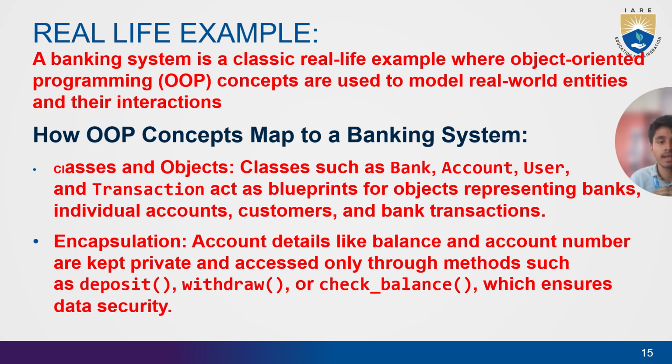Real-life example. A banking system is a classic real-life example where object-oriented programming concepts are used to model real-world entities and their interactions. How object-oriented programming concepts map to a banking system. Classes and objects. Classes such as Bank, Account, User, and Transaction act as a blueprint for objects representing the bank, individual accounts, customers, and bank transactions. Encapsulation. Account details like balance and account number are kept private and accessed only through methods such as the deposit function, withdraw function, or check balance function, which ensures data security.